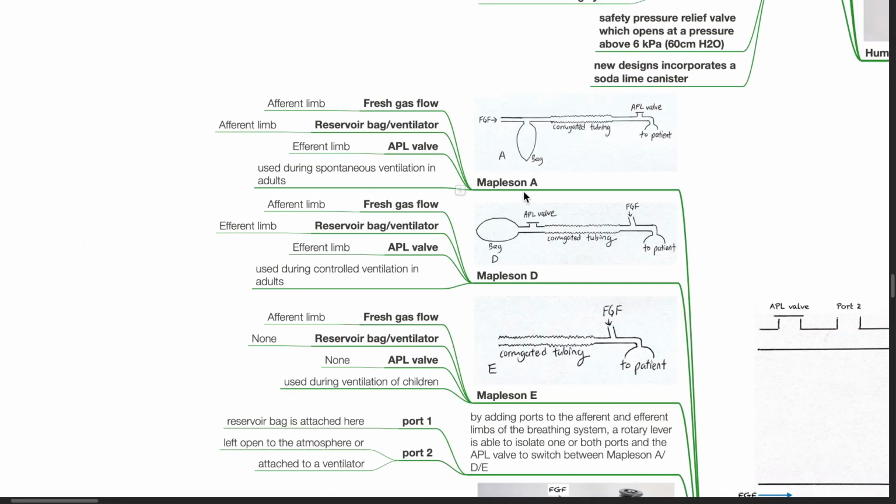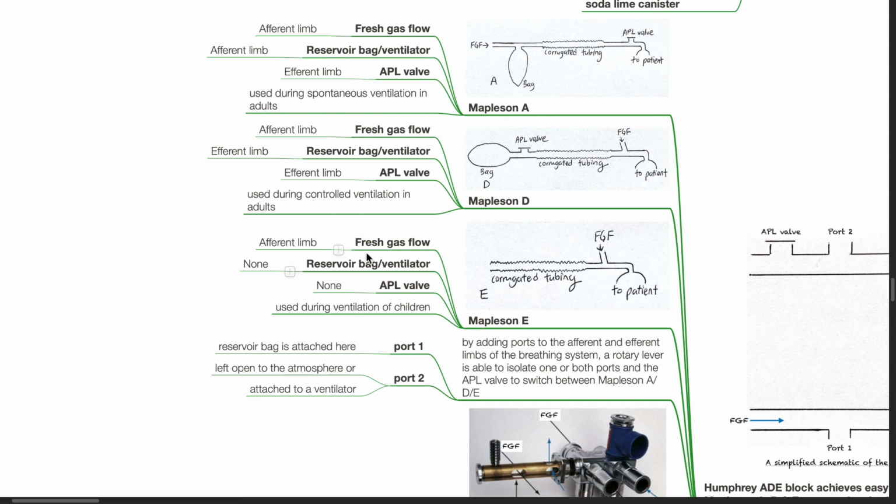In the Mapleson A system, fresh gas flow is in the efferent limb, reservoir bag or ventilator is in the efferent limb, and APL valve is in the efferent limb, and it is used during spontaneous ventilation in adults. For the Mapleson D system, the fresh gas flow is at the efferent limb, reservoir bag or ventilator is at the efferent limb, and APL valve is at the efferent limb, and the Mapleson D is used during controlled ventilation in adults. For the Mapleson E, the fresh gas flow is at the efferent limb, there is no reservoir bag or ventilator and no APL valve, and it is used during ventilation of children.